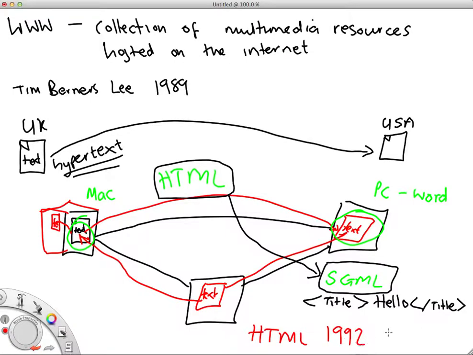And I put that on there because if you think about it, that's not that long ago. Think about what the internet and the World Wide Web is now, today, only 20 years on. And in 1992, Tim Berners-Lee invented HTML, which would then allow us to have access to what would become the World Wide Web.